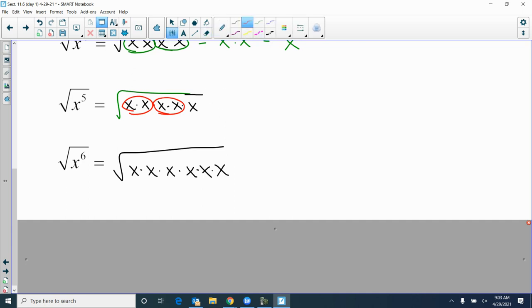Okay. All right, Jordan, what do we get for x to the fifth? X squared on the outside, x on the inside. Okay. X squared times square root of x. Jay Lee, how about x to the sixth? X cubed, just x cubed, because when you circle that.